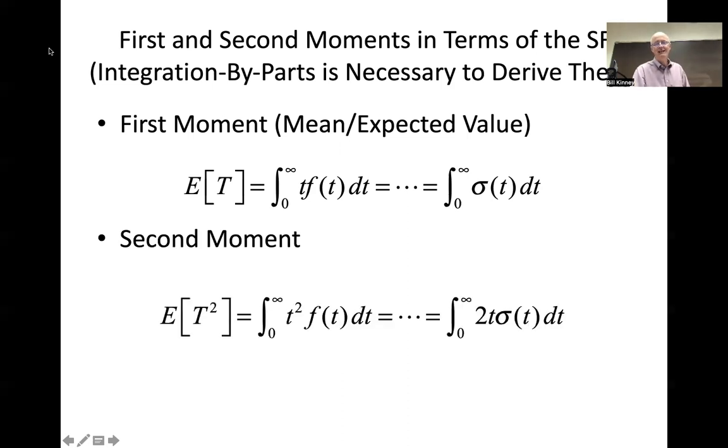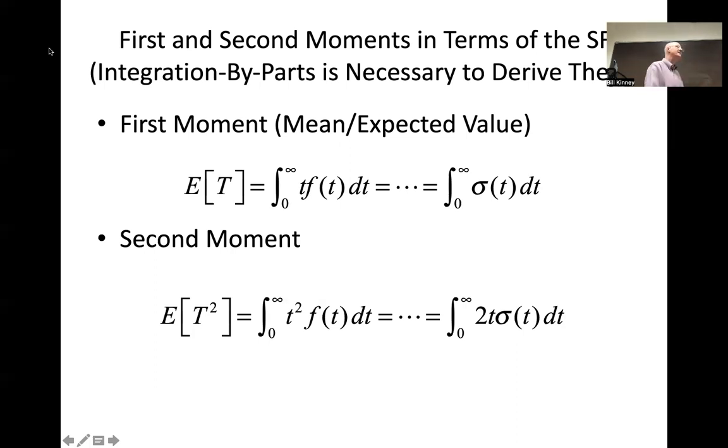The second moment has something similar happen. You don't have to integrate t squared times the PDF. Instead, you can integrate 2t times the survival function. You still have to use integration by parts typically, but at least it's just one integration by parts instead of two. Darth Vader Rule.